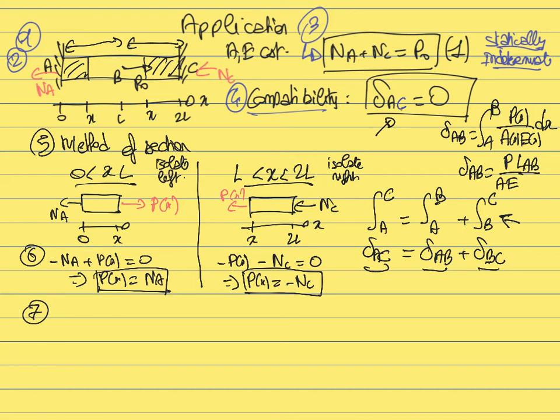And why is it interesting to do that? Because the internal load, although it depends on x, is constant between A and B, equal to plus Na, and then it's constant between B and C, equal to minus Nc. Because it's constant by pieces, we can apply this simplified formula to calculate first the elongation between A and B, and then the elongation between B and C.